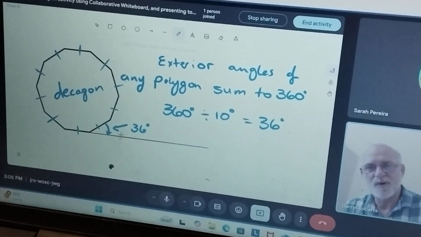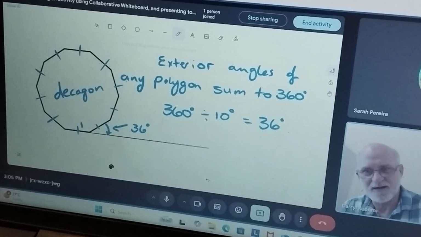What you'll also see, remember when we did decagons, you worked out that the interior angle was 144, right? Do you remember?